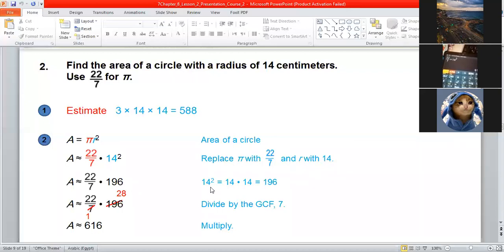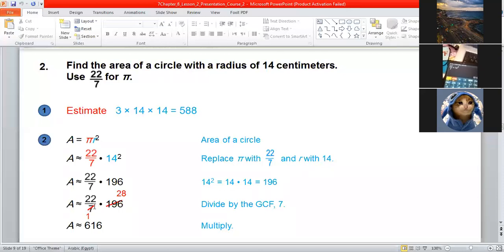Why, Muhammad? 14 squared equals 196. Again, look with me here. 14 squared is equal to 14 by 14, right? Yes. 14 squared is equal to 14 by 14. So we make 14 by 14 equals 196. 14 by 14, Muhammad, equals 196, like here.